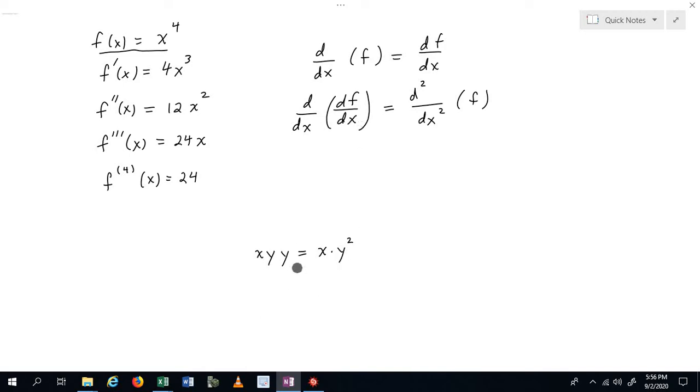Notice that's different than when you're working with these algebraic operations of multiplication. When I write this, it means x times y times y. Okay? So just be careful about this. When you write dx squared, this does not mean d times x times x. That's not what this means. Okay?